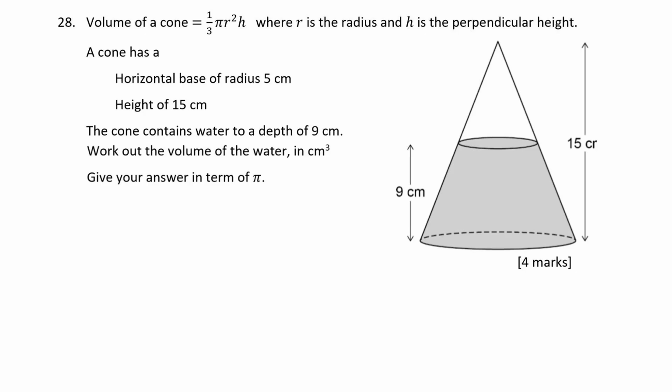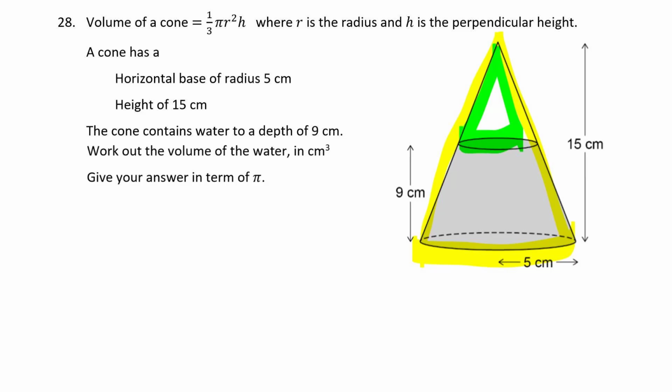Okay, so basically we're trying to find the volume of that frustrum part at the bottom. Now a frustrum is made up of a cone with a cone taken off the top. So if we can work out the volume of the entire cone, this one, and then take away the volume of this smaller cone, we'll be left with the volume of the water. That's the plan.